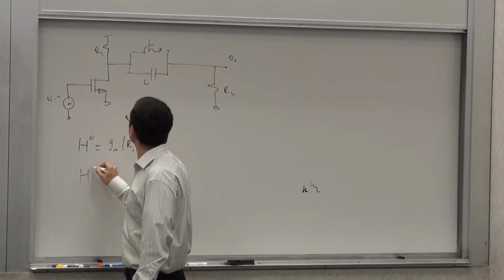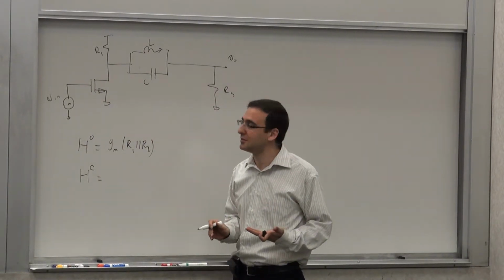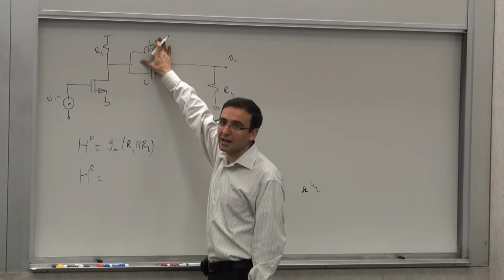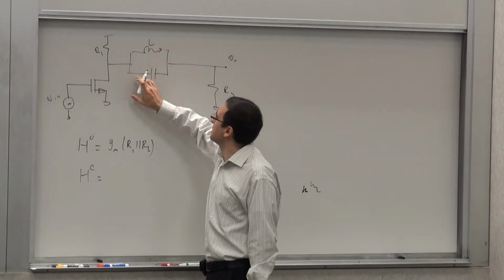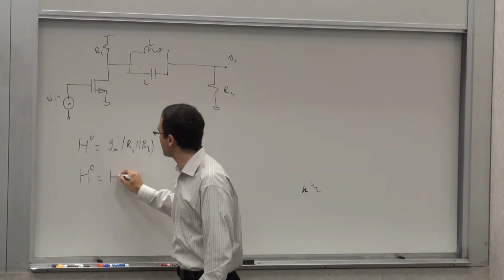What is H infinity? Then C is infinite value and L is infinite value, sorry, L is 0 value. If L is 0 value, this is short, so both of them are short. So you get the same thing, so it's H naught.